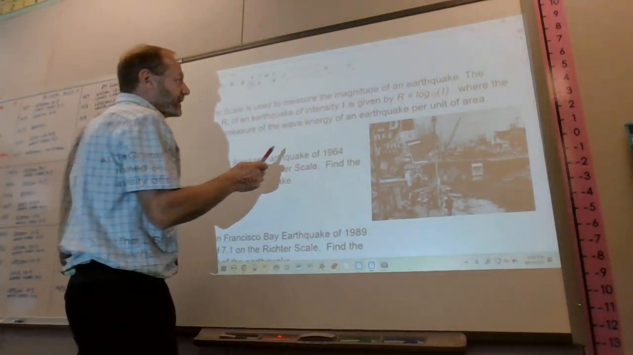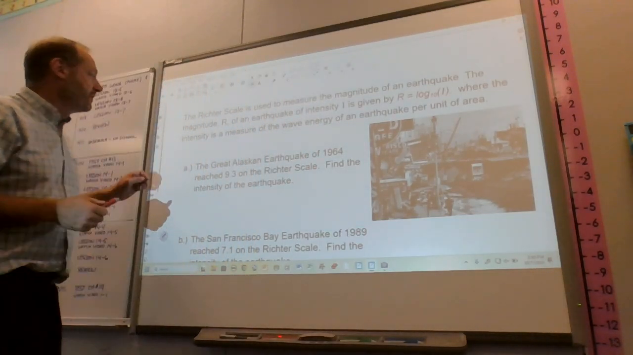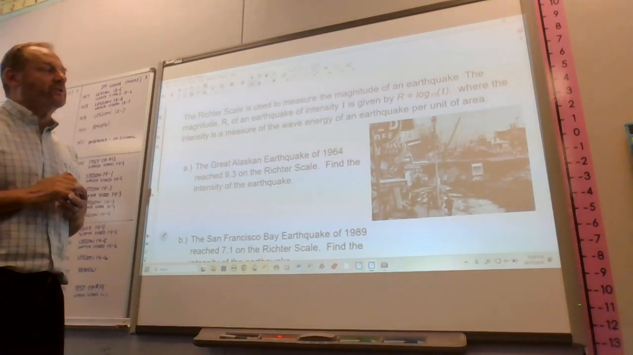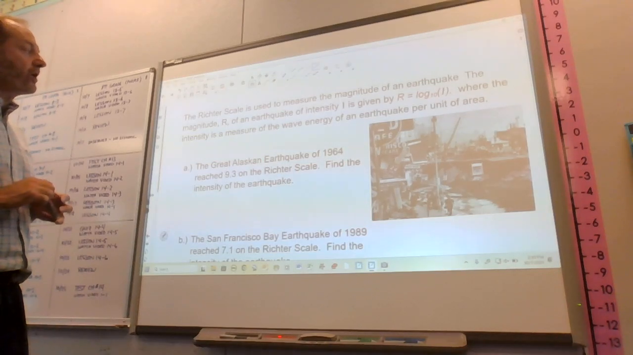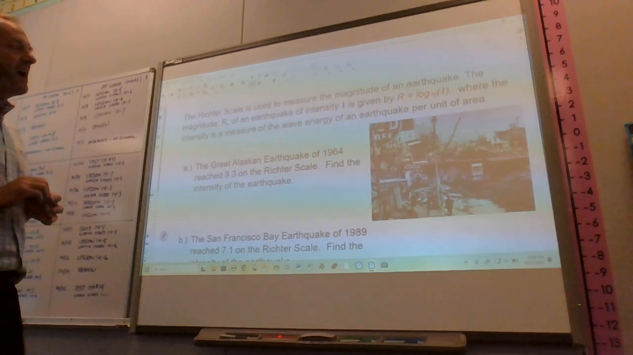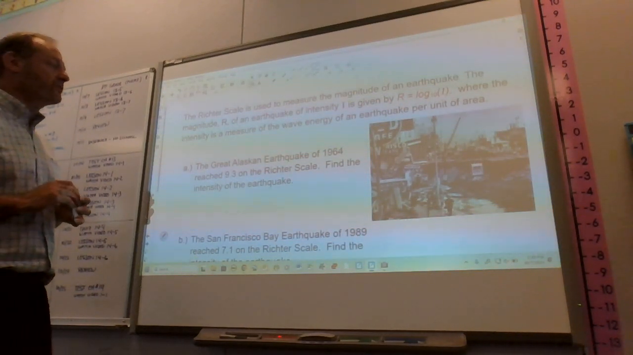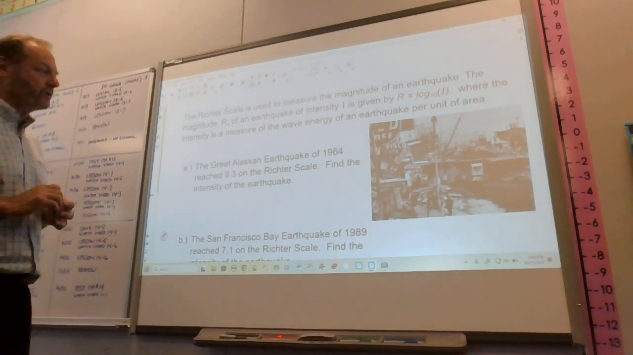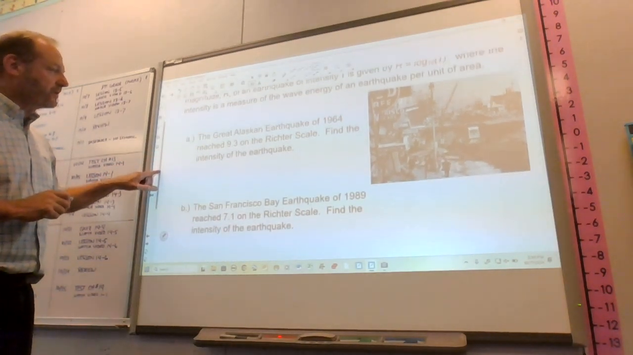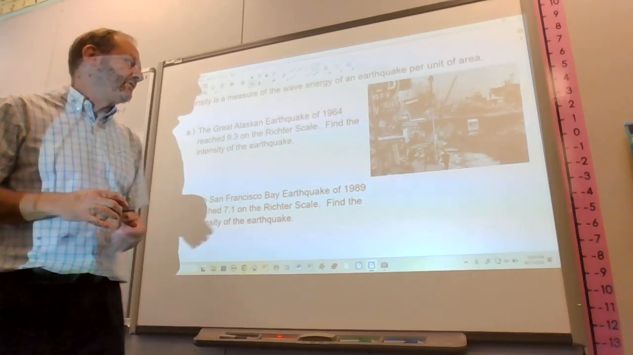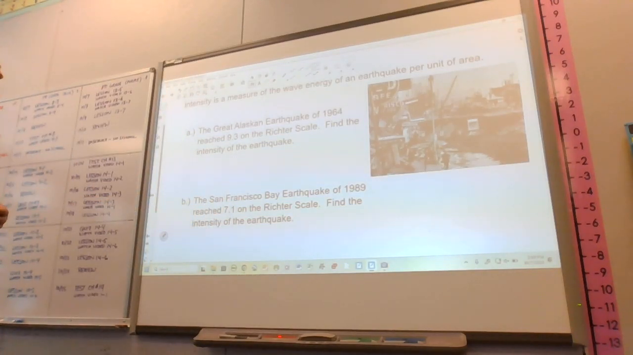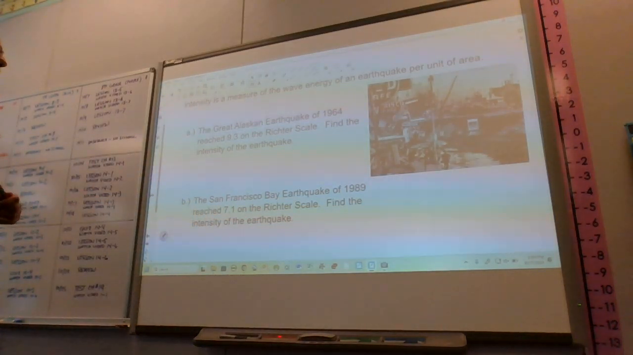Okay, the Richter scale. The Richter scale is used to measure the magnitude of an earthquake. The magnitude R of an earthquake of intensity I is given by R equals the log base 10 of I, where the intensity is the measure of the wave energy of an earthquake per unit of area. Okay, we got a picture here of the Great Alaskan Earthquake of 1964. It reached 9.3 on the Richter scale. Find the intensity of the earthquake.